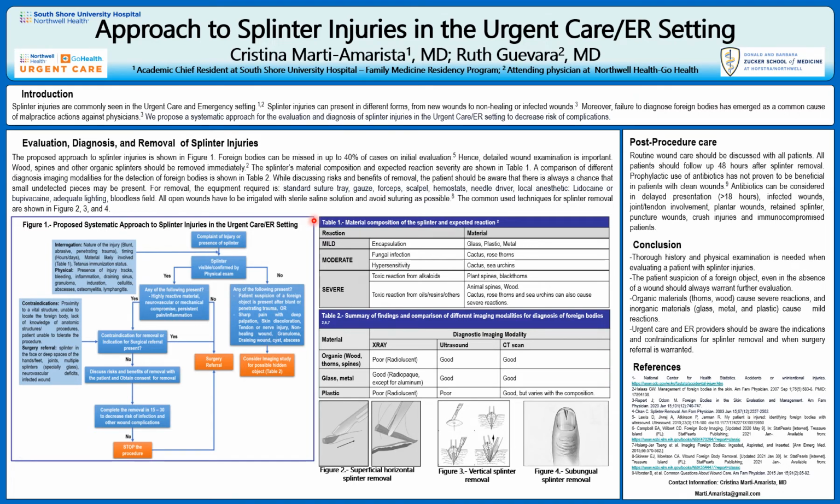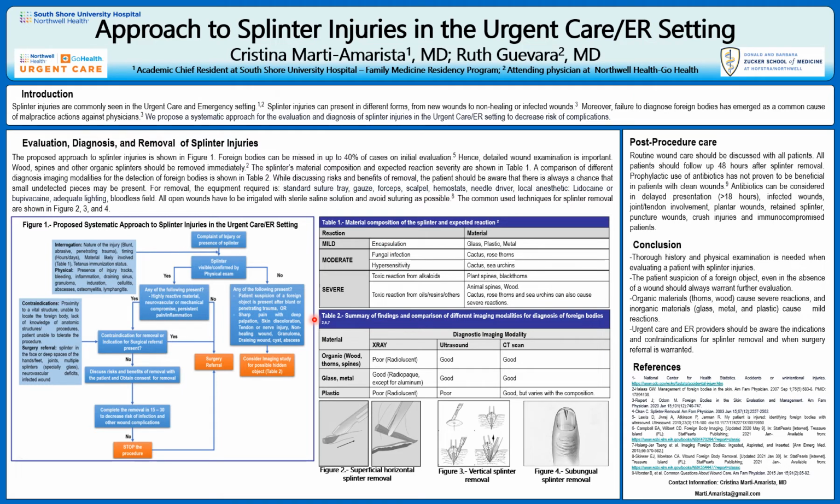When determining the material composition of the splinter, this is going to guide you not only for the expected reaction the patient is going to have, but also how fast you have to remove the splinter. As you can see here, organic materials like cactuses, thorns, animal spines, and wood can cause moderate to severe reactions that can go from hypersensitivity and increased risk for fungal infection to toxic reactions. So they should be removed faster in comparison to glass, plastic, and metal, which can cause a mild reaction and encapsulation that may facilitate their removal later.